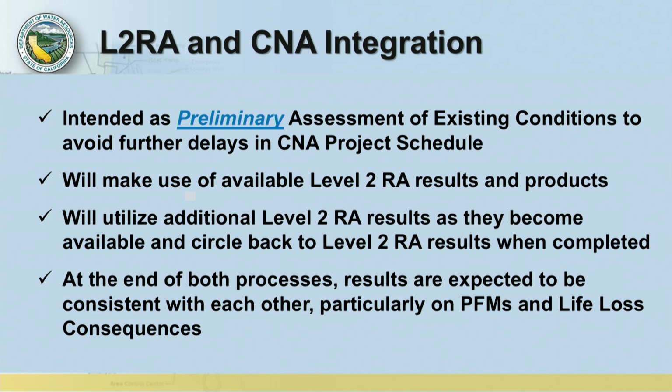So the CNA potential failure mode analysis is intended as a preliminary assessment of existing conditions to avoid further delays in the CNA project schedule. It makes use of the available Level 2 risk analysis results and products. It does that both through written communications and sharing of information, but also because many of the members of the CNA task team have been engaged in the Level 2 risk analysis as observers or providers of information. It utilizes the Level 2 risk analysis results as they become available, and as I said earlier, we'll circle back in the CNA process to the Level 2 analysis to use those results when they're completed. And key, at the end of both processes, we expect the results to be consistent with each other, and we certainly will make a comparison and understand any inconsistencies.